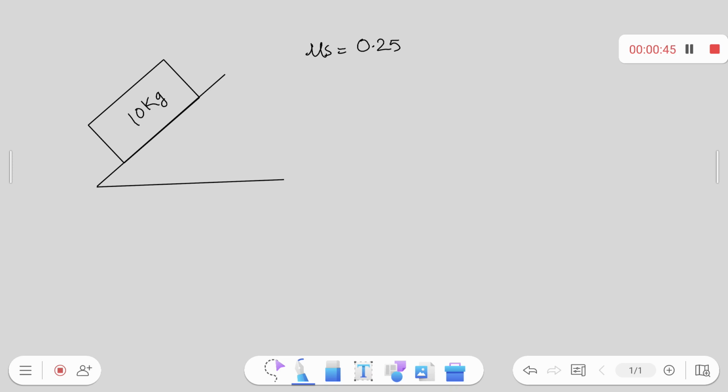Mass is given as 10 kg. Coefficient of friction is given as 0.25. What they want us to find out is P, the force required to keep this object in equilibrium. This angle is also given, the angle of repose, which is 30 degrees.